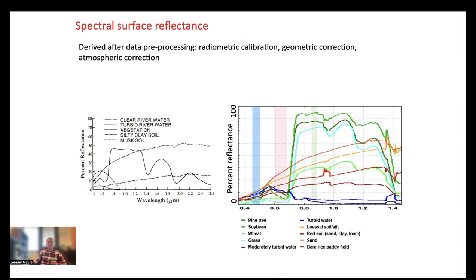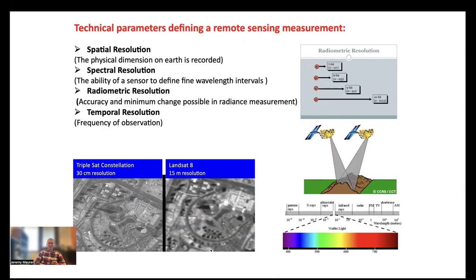And this is why multispectral sensors are so powerful, is that you can get the reflectance information at each one of these wavelengths, and you can just tell by looking at these reflectance patterns that it would be pretty easy to distinguish between many of these sources based on how much gets reflected back in each one of these wavelengths. So let's talk about some details, some technical parameters defining a remote sensing measurement.